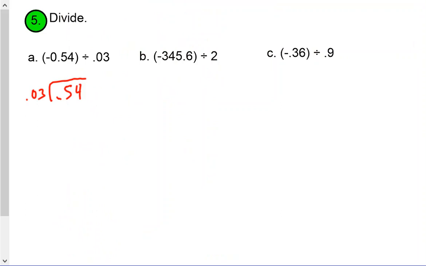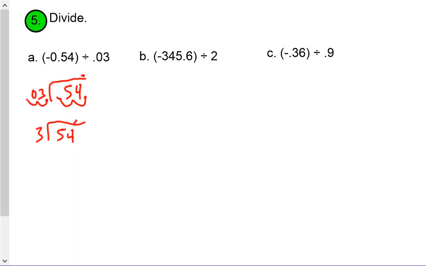Alright, for the first one, we've got negative 54/100 divided by 3/100, and we've got one negative in our problem, so our answer is going to be negative. Okay, and then when we set it up, we have 3/100, so we're going to move the decimal to the right twice to get a whole number. And then make sure we put that in our answer. Okay, and now we've got 3 and 54. With our decimal, now we're ready to divide.